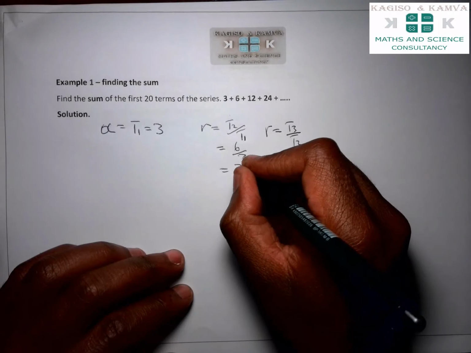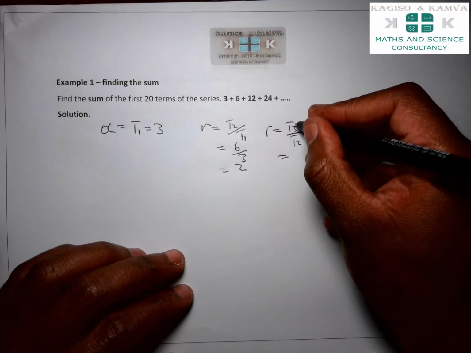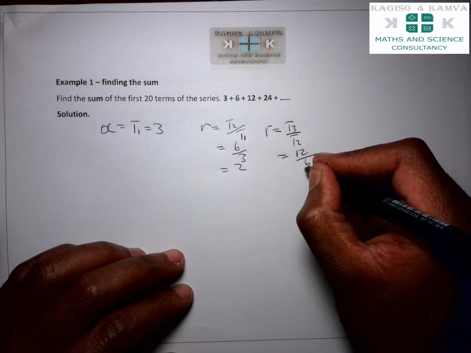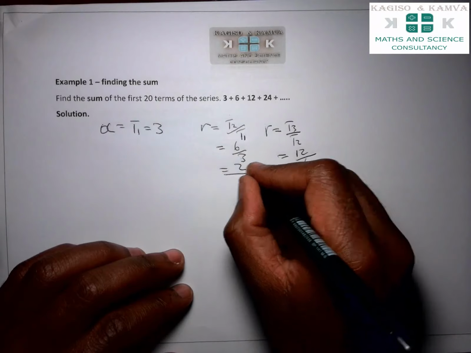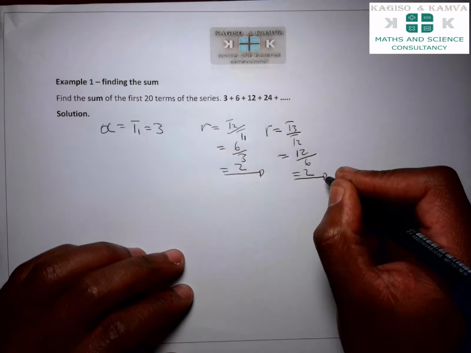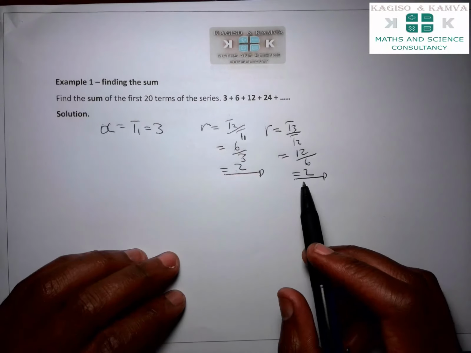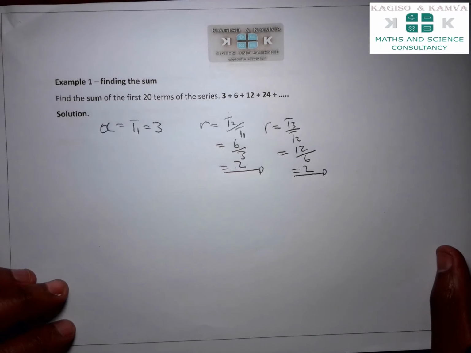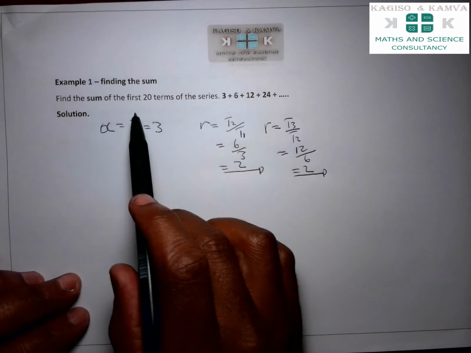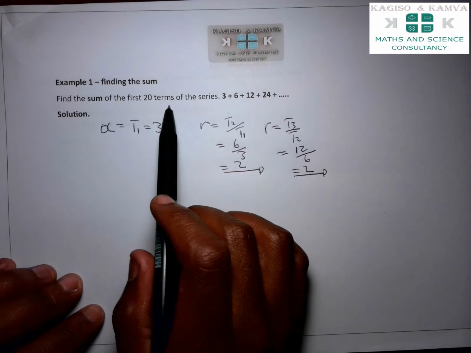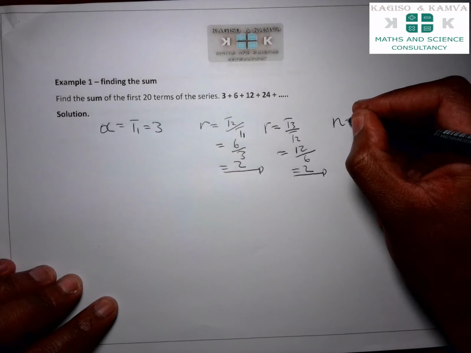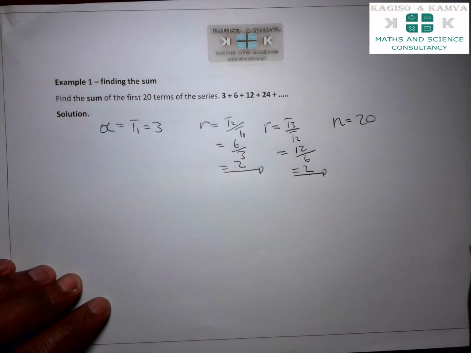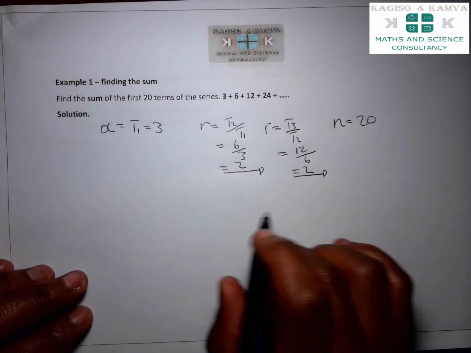What is the answer there? The answer is 2. And t3 over t2 is 12 over 6. The answer is 2. So we have a constant ratio of 2. We are asked to find the sum of the first 20 terms. Now we know that we are looking for 20 terms, so n is going to be 20. So we use our formula for the sum.